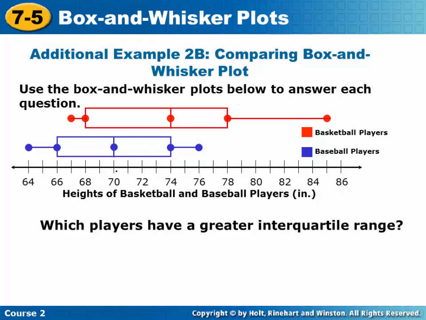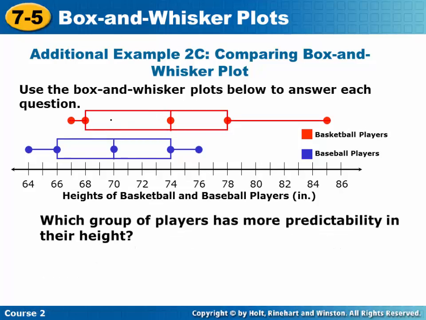What about this one? Which players have a greater interquartile range? Again, interquartile range, what are we talking about? We're talking about how big is the box. How big is the box? So for basketball, we start here at 78. And we go to 68. So how big is that interquartile range? 10. Okay, this one right here, we're at 74. And it goes to 70 or 66. How big is that one? 8.